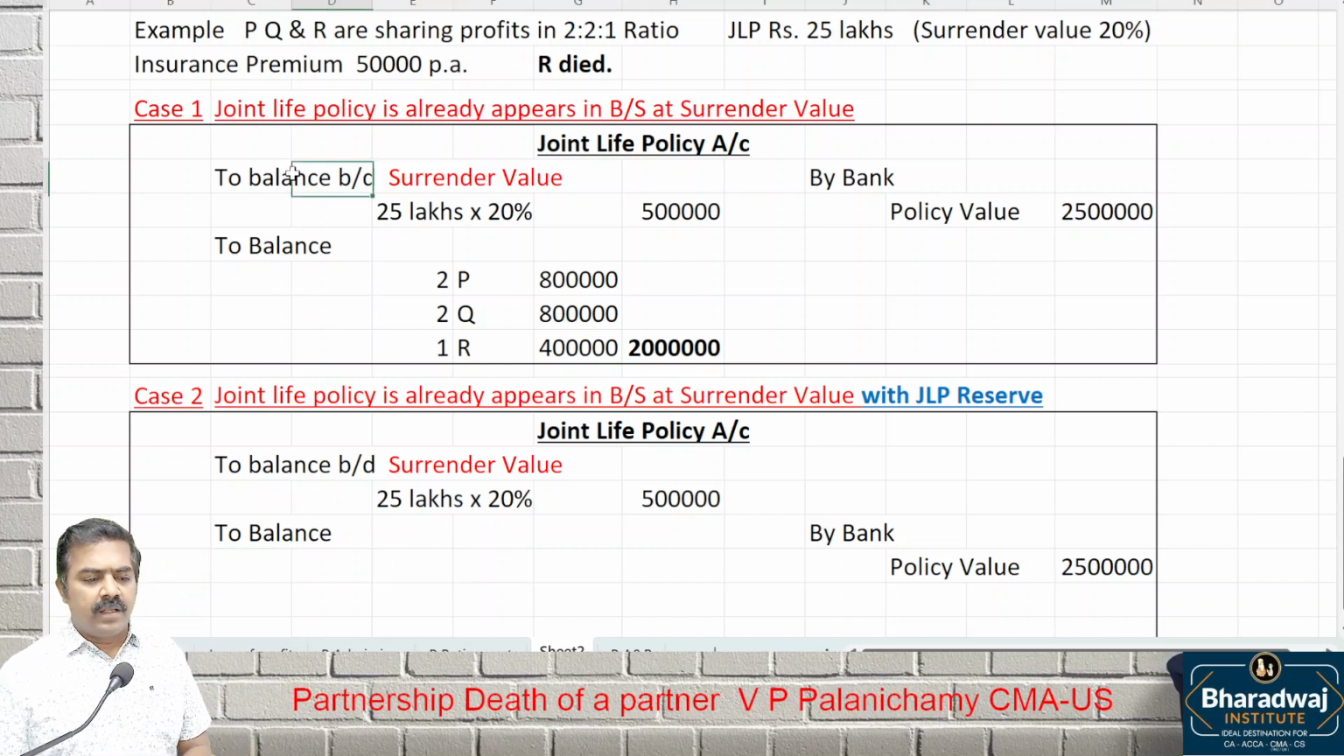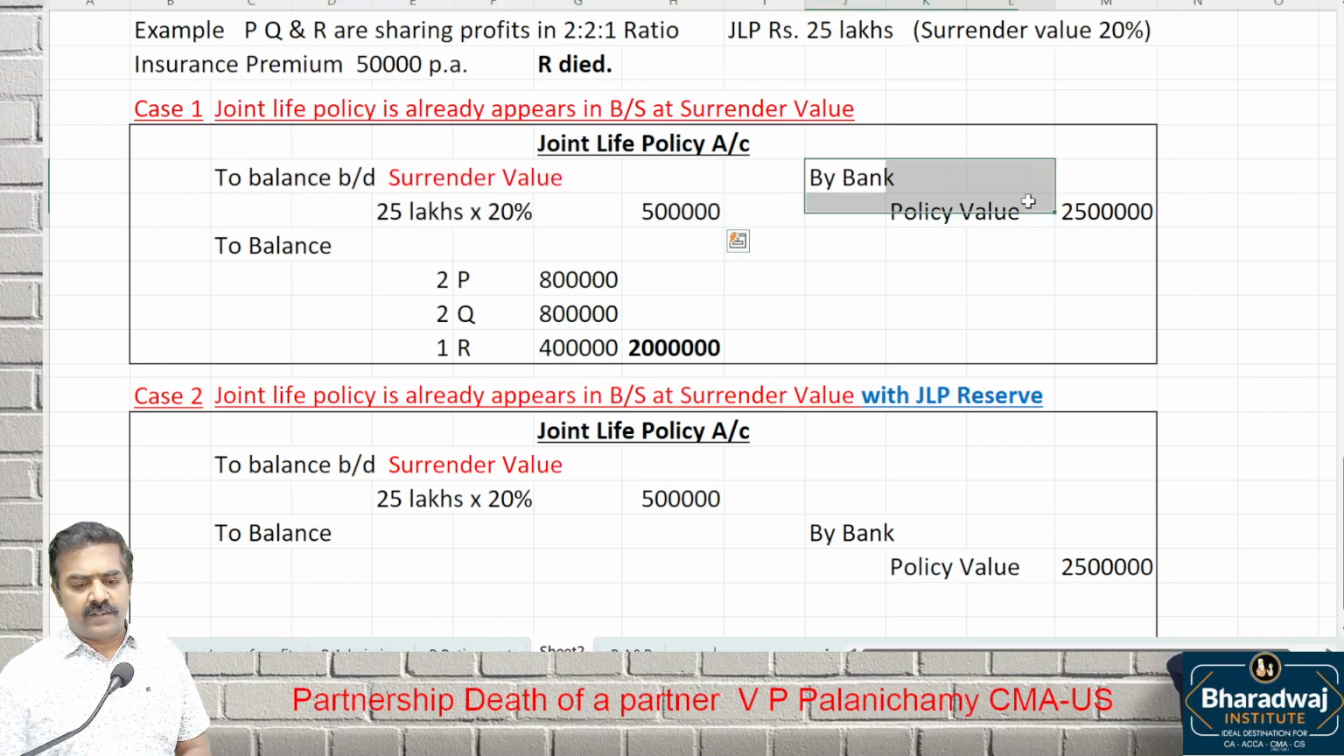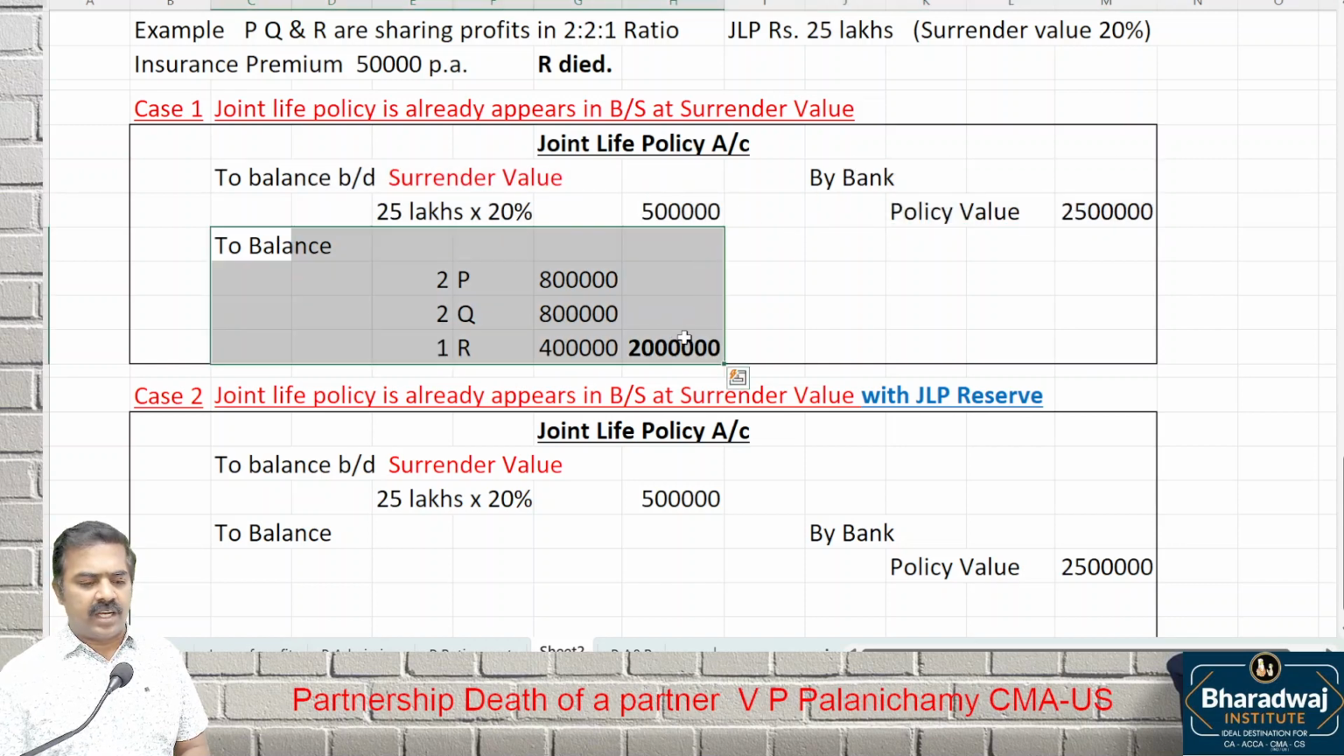Once again, any doubt in balance brought down? Why is it balance brought down? Joint life policy is an asset or liability? Asset. Already appears in balance sheet at 5 lakhs. We get 25 lakhs. Transfer it in 2:1 ratio.